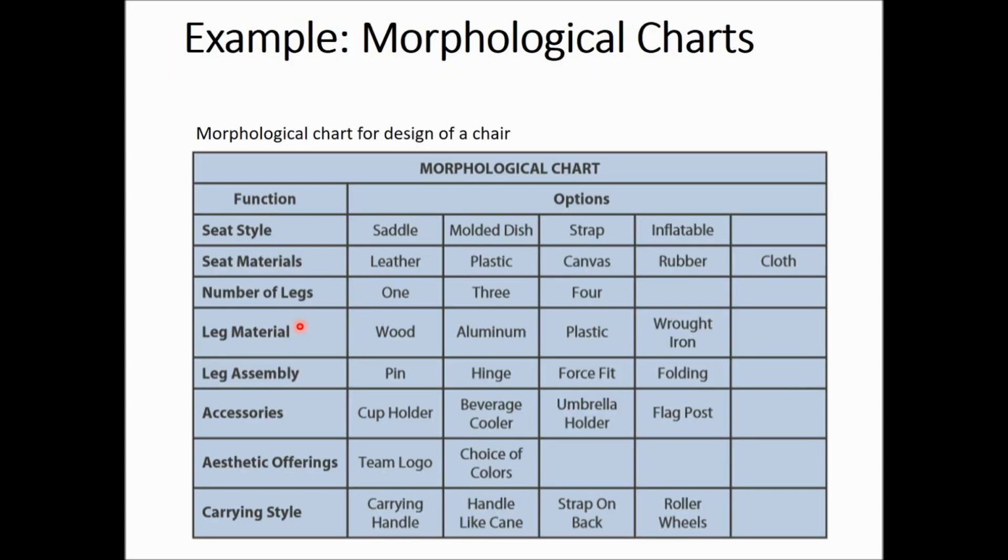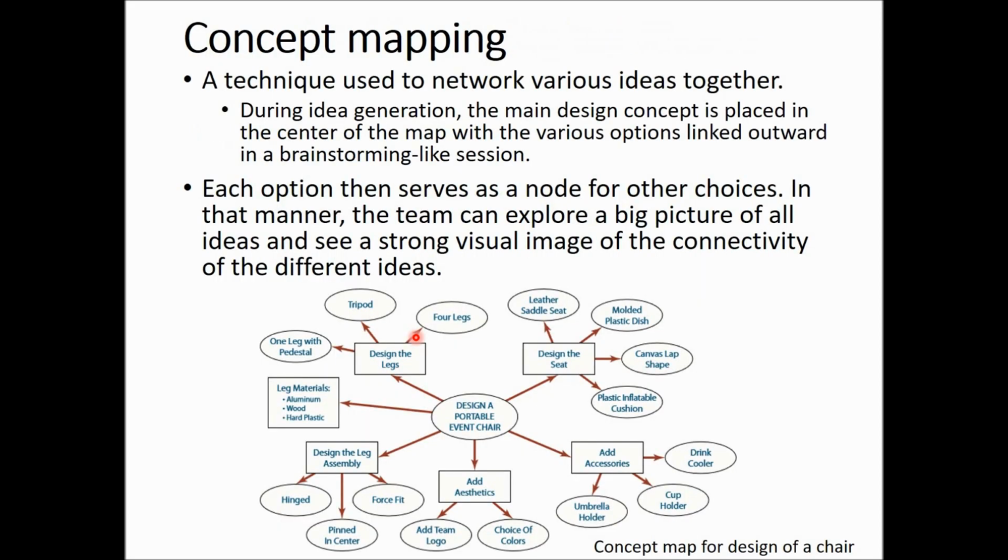So this is another example, the morphological chart for the design of a chair. So you have different functions, seat material, number of legs, etc. And the options, you can see different possible options. And once you construct the morphological chart, then of course this can be represented in a concept map, where you can understand the connectivity of different options that you considered in the final design.